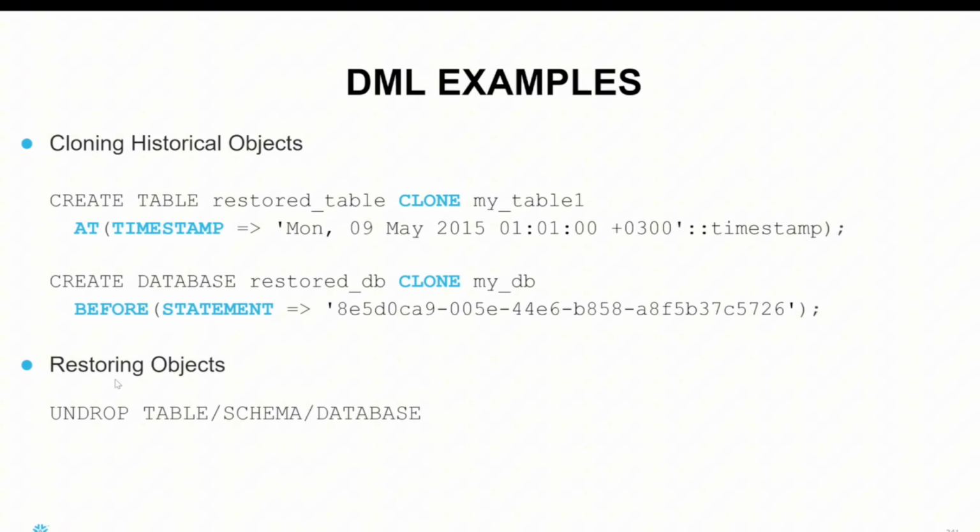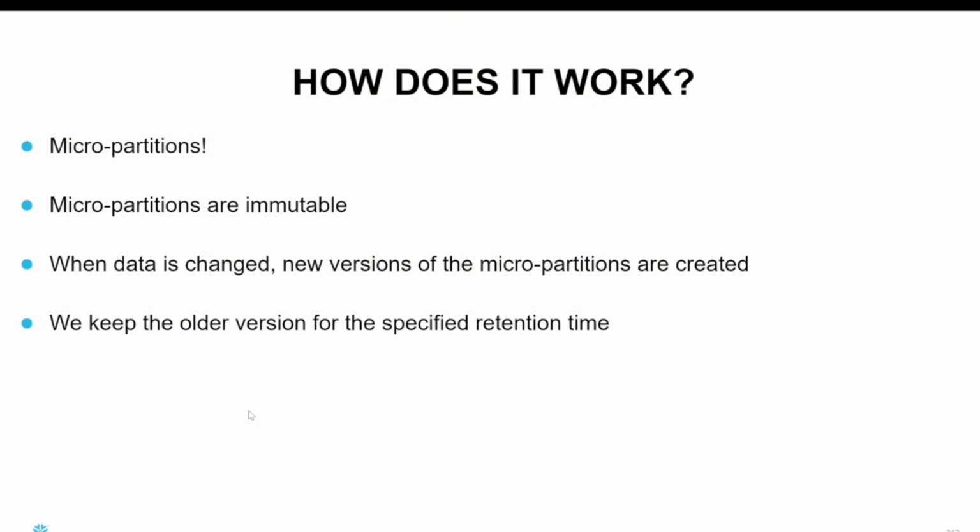Okay. If you want to restore any object, there is a simple command called UNDROP in Snowflake. If you mistakenly dropped a table, schema, or database, you can just instantly run an UNDROP statement on that, and your table, schema, or database will get restored into your Snowflake. And that can be done within the time retention period you have applied on these particular objects.